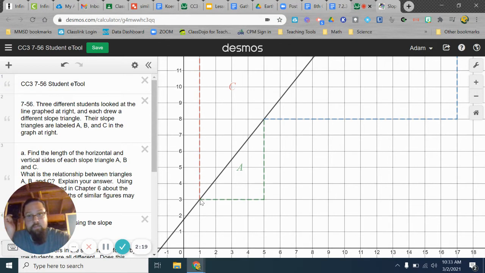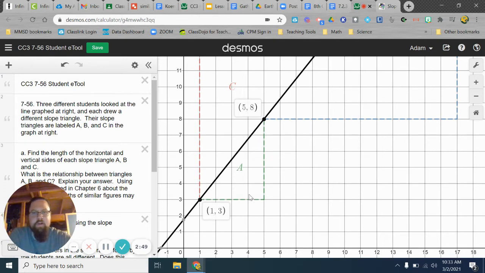Okay. So I have a point right here. So it's actually 1, 3. And then I have another point up here, which is actually 5, 8. And I need to figure out how I got there. How did I get from 1, 3 to 5, 8? Well, the vertical change to get from 3 to 8, that's 5. The horizontal change to get from 1 to 5, that's 4.